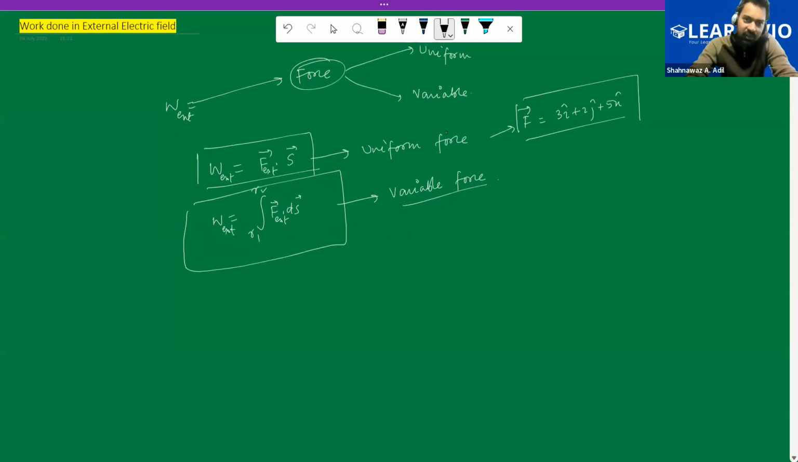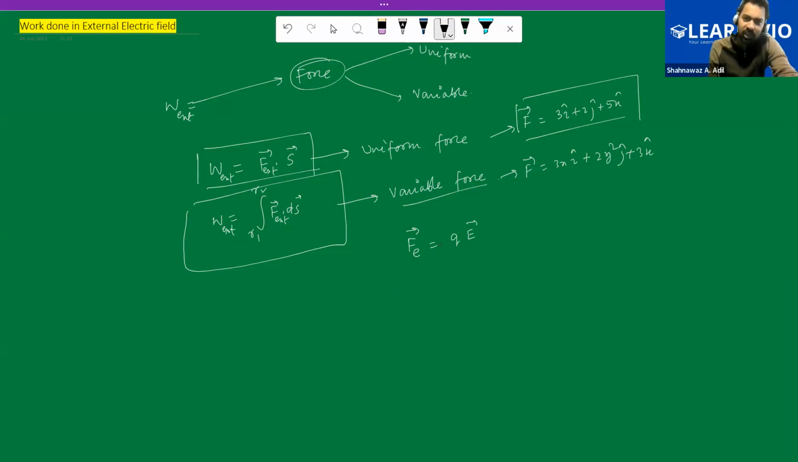So we have just started and we're talking about work done in an external electric field. Now, we know how this force is related with electric field. How is this force related with electric field? It is QE. So this is the electric force, that is QE.